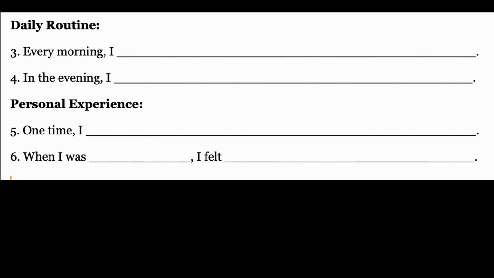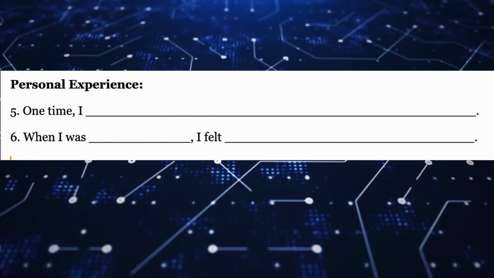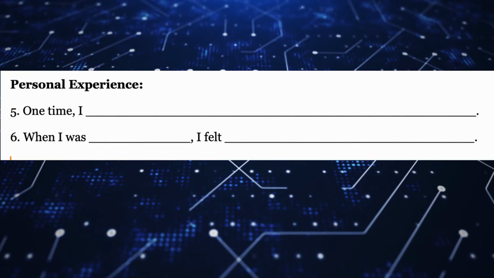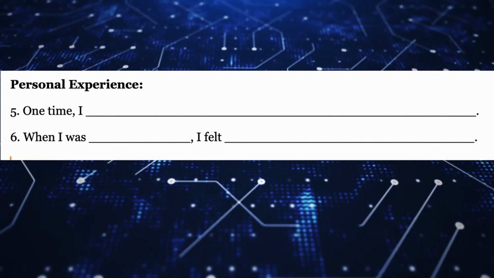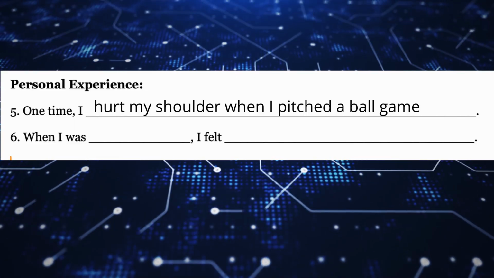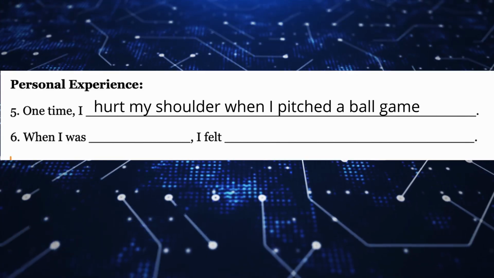For the daily routine, which is number 3 and 4, we can do something like, every morning I go to work at the construction site, and in the evening I go to the gym and exercise. For personal experience, you can share whatever you like. We'll use Sam as an example to demonstrate. One time I hurt my shoulder when I pitched a ball game. Pause the video now and complete the sentences in Activity 21.1.